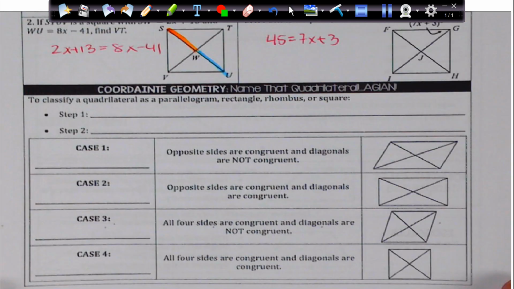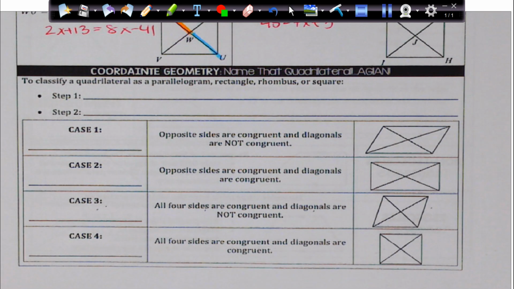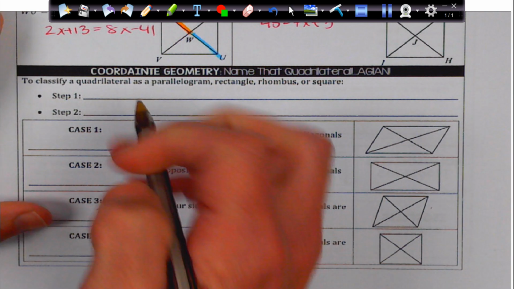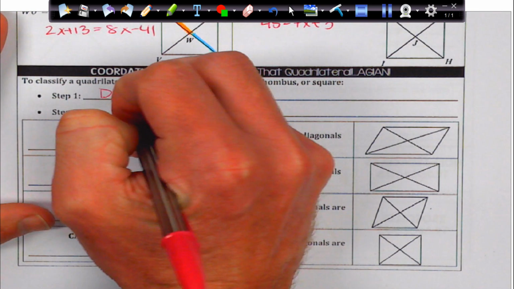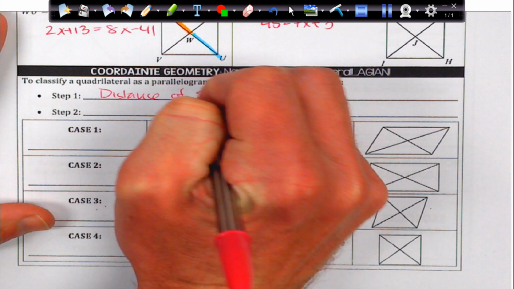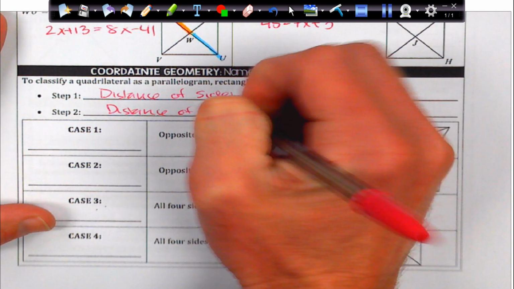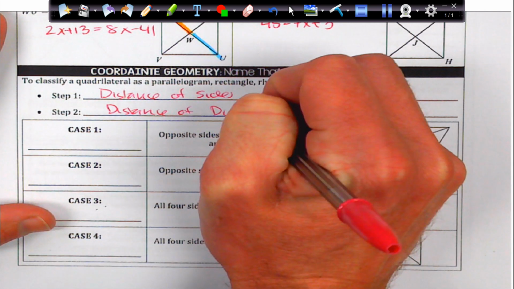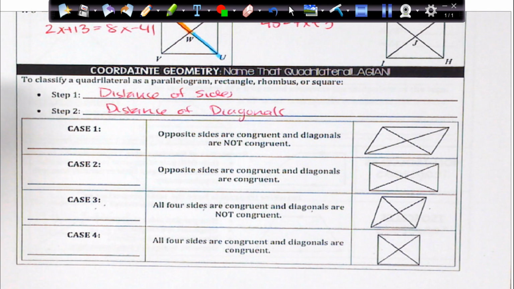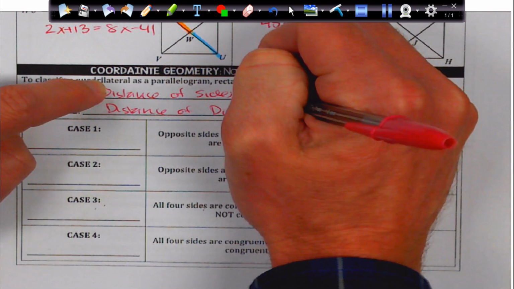Alright, moving down, coordinate geometry. So we've been talking about, if I gave you four vertices, could you figure out which shape this is? And now we've come to our final shape out of these four parallelogram type shapes. So step 1 is find the distance of sides, and then distance of diagonals. And with those two things, okay, again, that's going to be four sides, unfortunately, and that's going to be two diagonals.